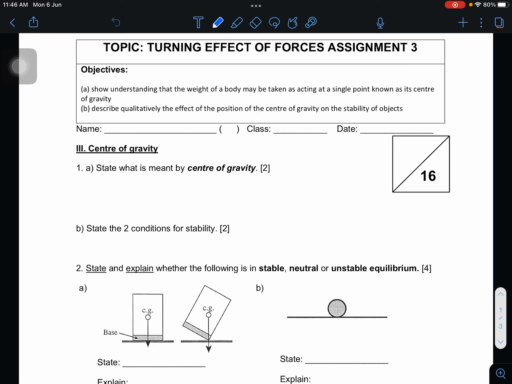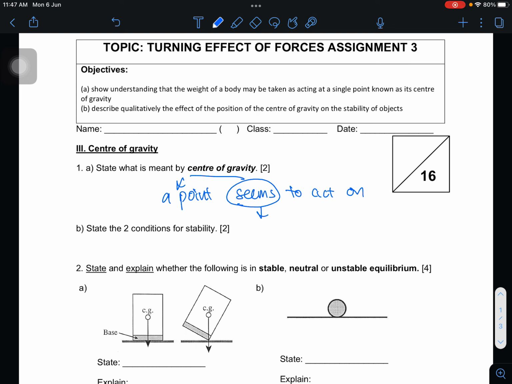For question 1a, they ask you to state the meaning of the center of gravity. This can be found inside your notes. I'm not going to talk too much about this, but the main focus is actually a point, a point where the weight seems to act on. The word "seems" means that in reality, weight acts on every part of an object as long as there is mass.